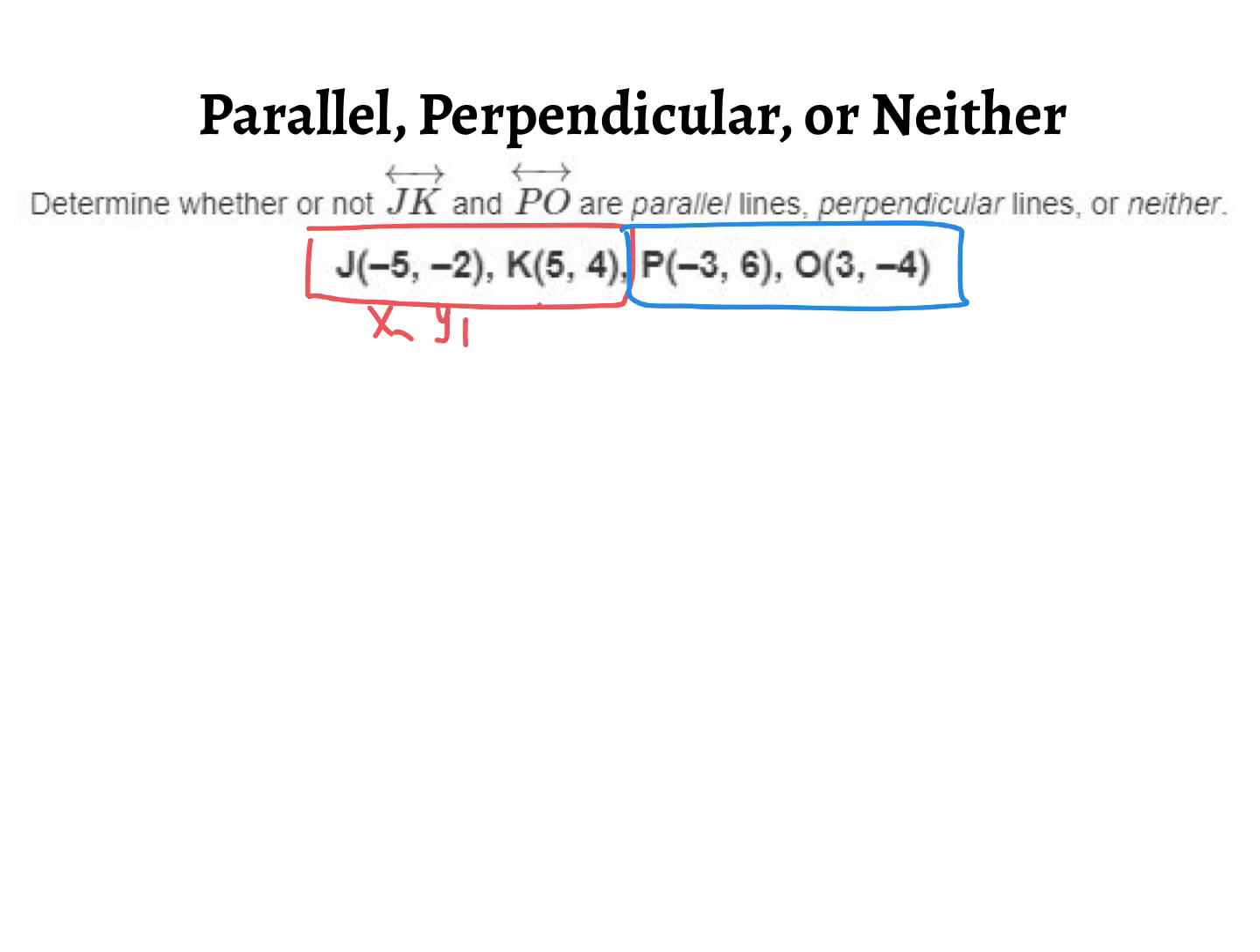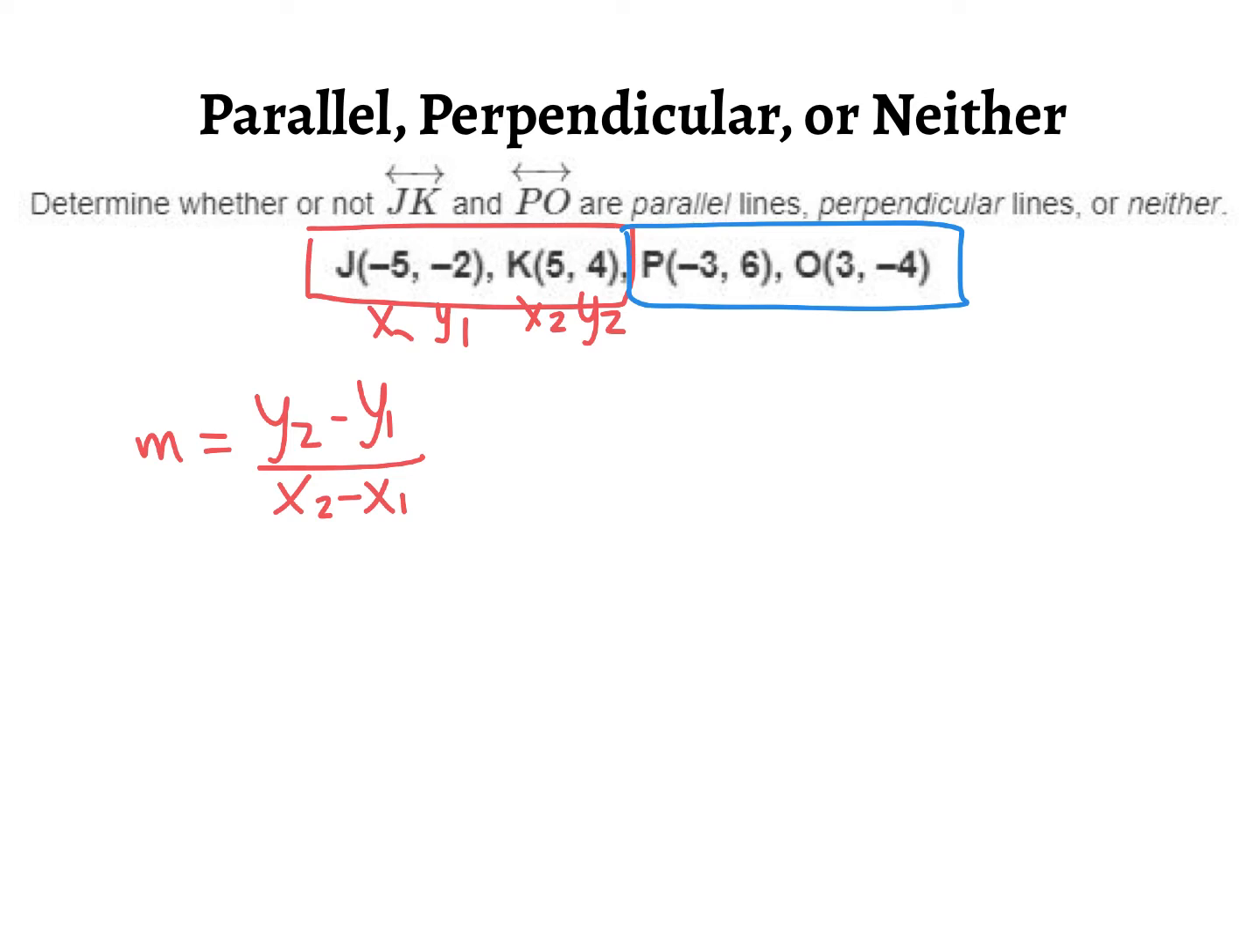I'm going to do one in red. I'm going to find the slope of JK, then find the slope of PO, and compare those slopes. Are they the same? Are they negative reciprocals, or are they neither? So let's try this out. I'm going to first label these points as x1, y1, x2, y2. Remember, my formula is y2 minus y1 over x2 minus x1.